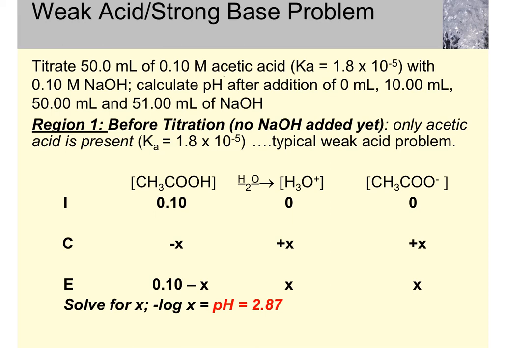We're going to titrate acetic acid. We know that's a weak acid, and if you didn't already know that, the fact that they gave you a Ka gives it away. And we're going to calculate the pH at different stages in the titration. At the beginning, when no base has been added, and then at various increments.